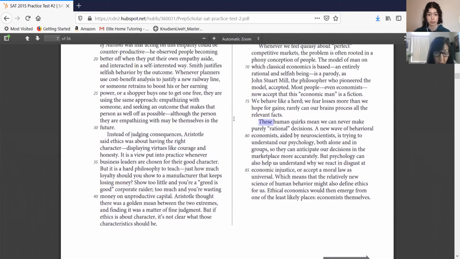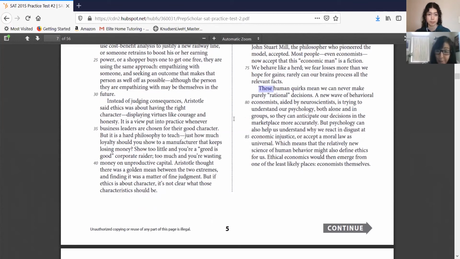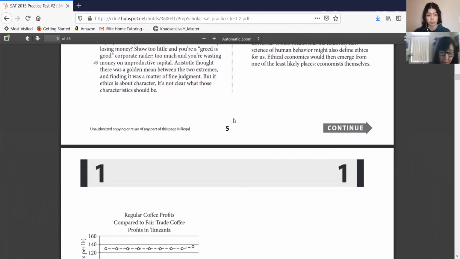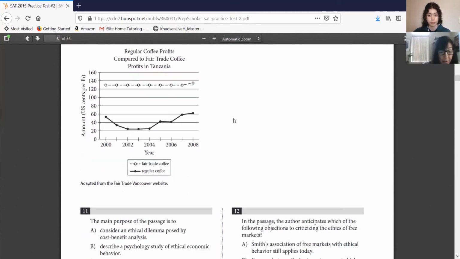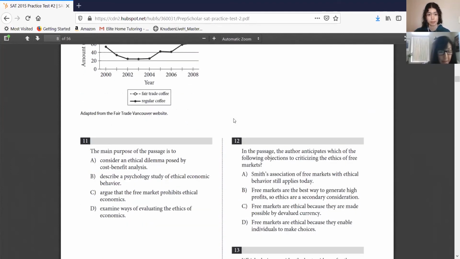But psychology can also help us understand why we react in disgust at economic injustice or accept a moral law as universal, which means that the relatively new science of human behavior might also define ethics for us. Ethical economics would then emerge from one of the least likely places, economists themselves. Okay, that's a summary pretty much of the purpose of this passage. So you can see that looking to that last paragraph is going to save you time 98% of the time.